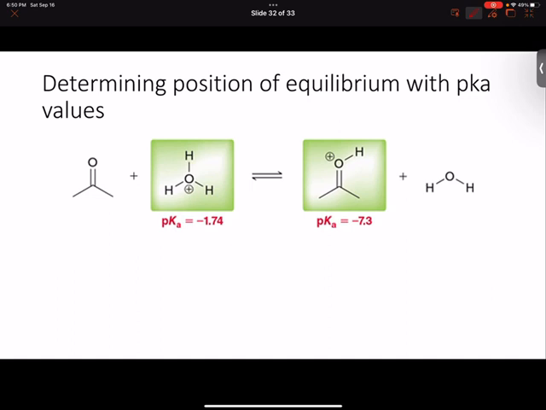Okay, so we're going to determine the equilibrium with pKa values. Let's see. So then we said that pKa goes from -10 to 50, -10 being the strong acid, and then 50 being the weak acid. So then let's see. We have to identify which ones are base and acid first.